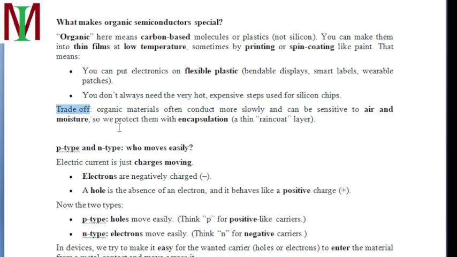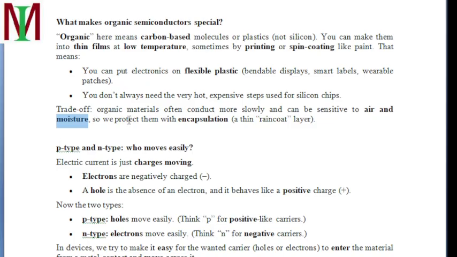Now, what is the trade-off? What do we have to adjust? Organic materials often conduct electricity at a very slow rate right now, and they can be sensitive. The organic molecules can be sensitive to air. Air contains oxygen or other chemicals which may react, and it also contains moisture. Water content will create issues and react with the molecule, and we know water is a good conductor of electricity. Therefore the semiconductor's working will be affected.